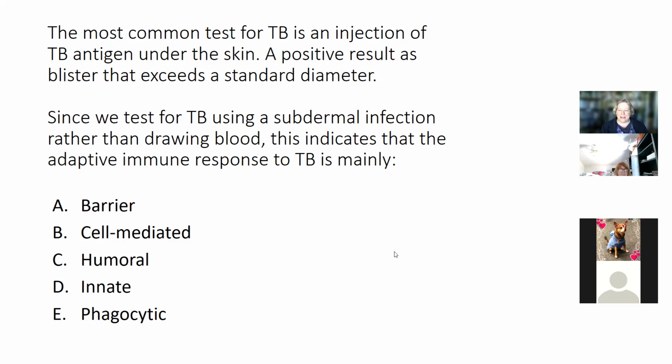All right, now we get to the actual question, now that I've given you some background. Since we test for TB using a subdermal injection, oh, I put infection, it was supposed to be injection, excuse me, rather than drawing blood, this indicates that the adaptive immune response to TB is mainly a barrier, cell-mediated, humoral, innate, or phagocytic.